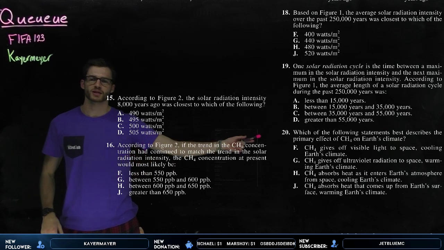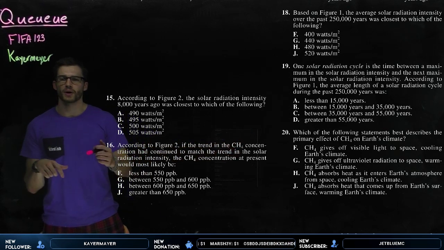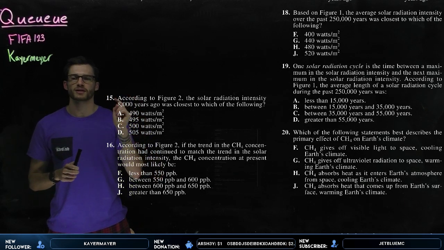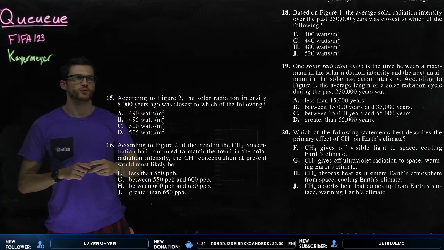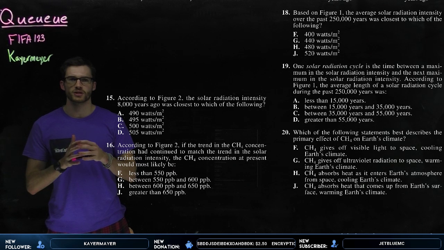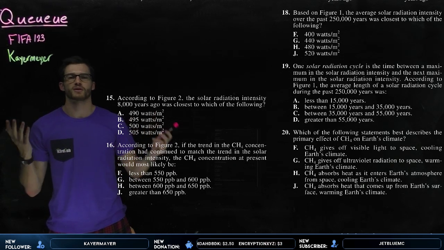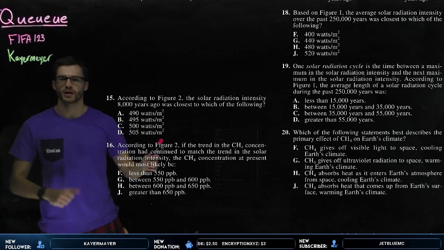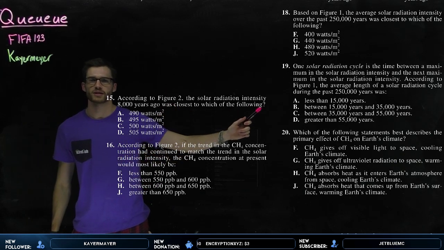When you get to something like 20, there's a little bit more going on. But every single term in the question is important. So don't try to understand the question until you understand every term in the question. So according to Figure 2, you obviously know what Figure 2 is. Just go to that, that's where you'll be. You need solar radiation intensity. You're going to look for that.